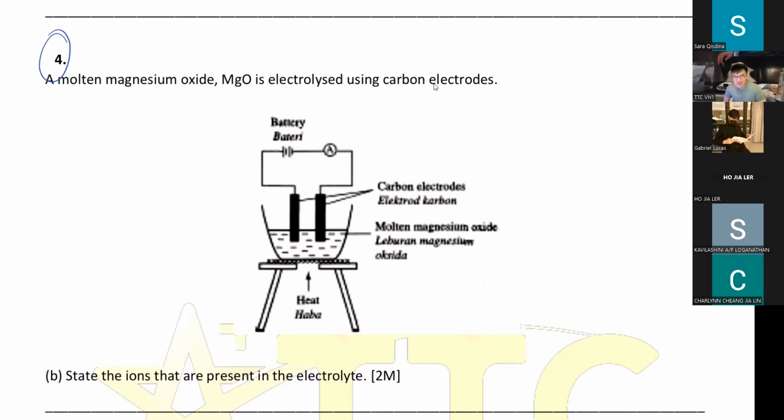Okay. So guys, any question here? Any question you want to ask? No? What about the rest of you? Charlene, are you okay? Gabriel, Jella, Sarah, are you guys okay? I assume you guys all understand, huh?